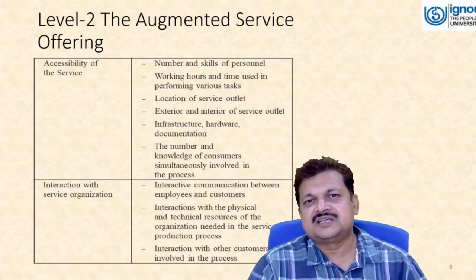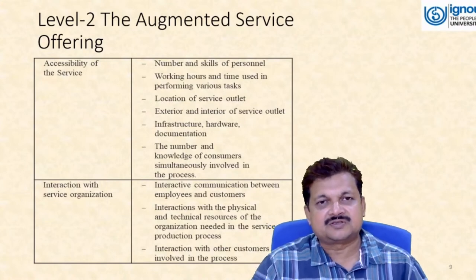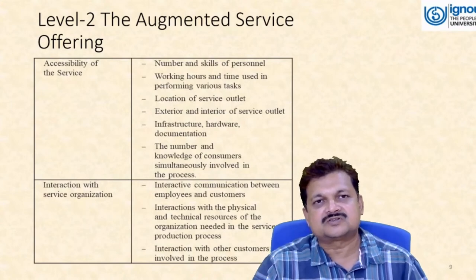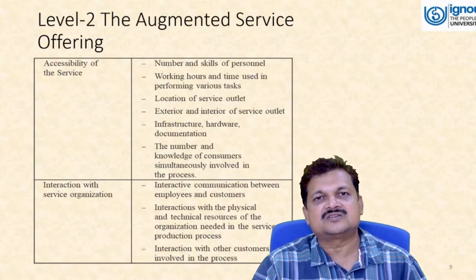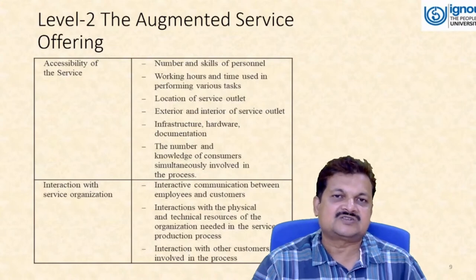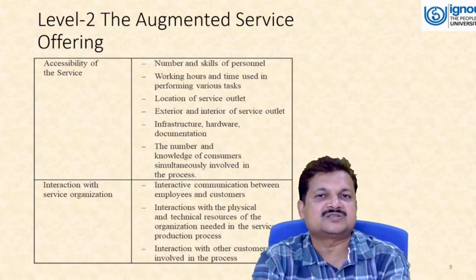So, number and skills of the personnel. That means to whom you are interacting. In the last session I discussed the moment of truth, meaning the persons to whom you are interacting are the more vital persons. If they are not skilled enough, then it is quite difficult to get the service standard. So the service standard deteriorates. That's why the skills of the personnel are more important.